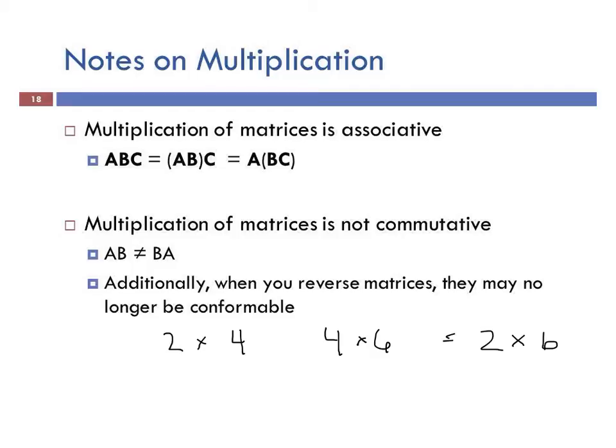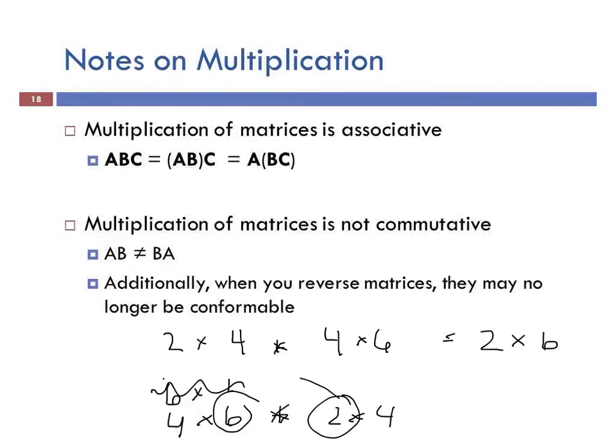However, if I were to switch this around to be a 4 by 6 and multiply that by a 2 by 4, my internal dimensions are no longer conformable, and I wouldn't be able to calculate that at all. So those two things are important to recognize. Notice in this first example I gave up here in associative, the order stays the same. A and B, then C, never changes.